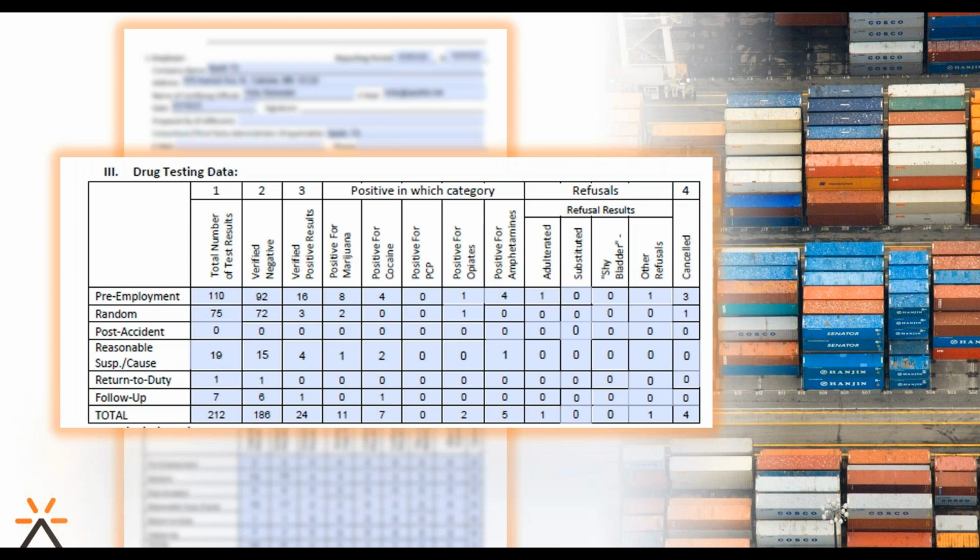This is post-accident. Maybe this is a company that doesn't do post-accident under DOT, like a railroad doesn't have DOT post-accident. They have FRA-related post-accident, not under the urine panel. Also, this is where you can look at your reasonable cause, reasonable suspicion. If you have that on your testing program, you can see, is it effective? If you go in here and look at this, we have 19 reasonable cause or suspicion tests, and of that, 15 were negative and 4 were positive. That's a pretty high positive rate for reasonable cause, reasonable suspicion.